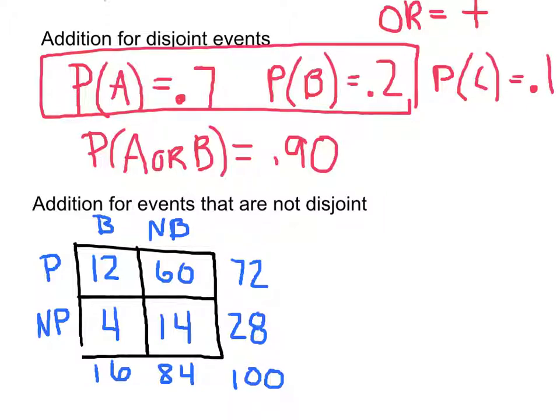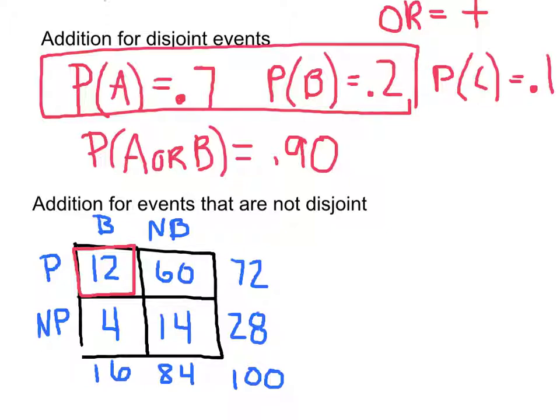Okay, it is not that easy to do if you have this type of problem, so I made this up: pool, no pool, beach house, no beach house. So this 12 right here represents all of the beach houses that also have a pool. I don't know why I'm thinking about summer.